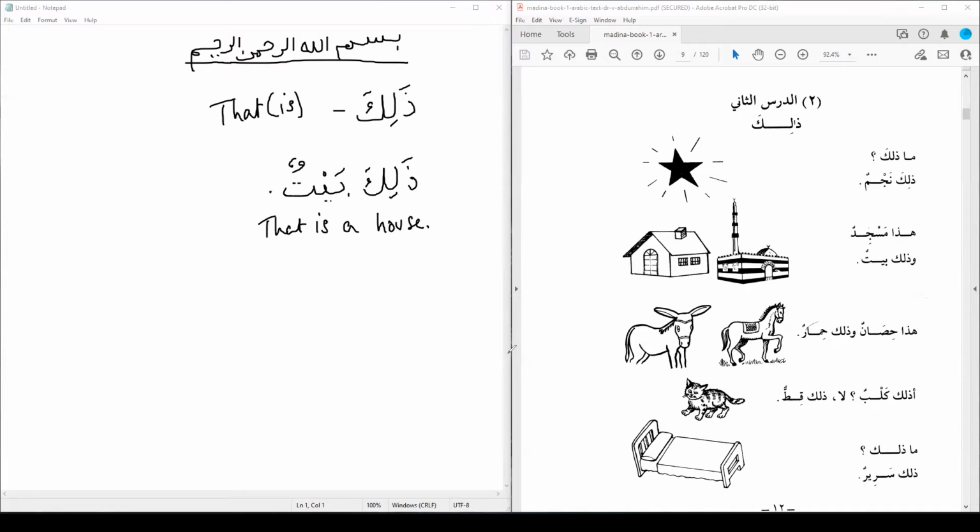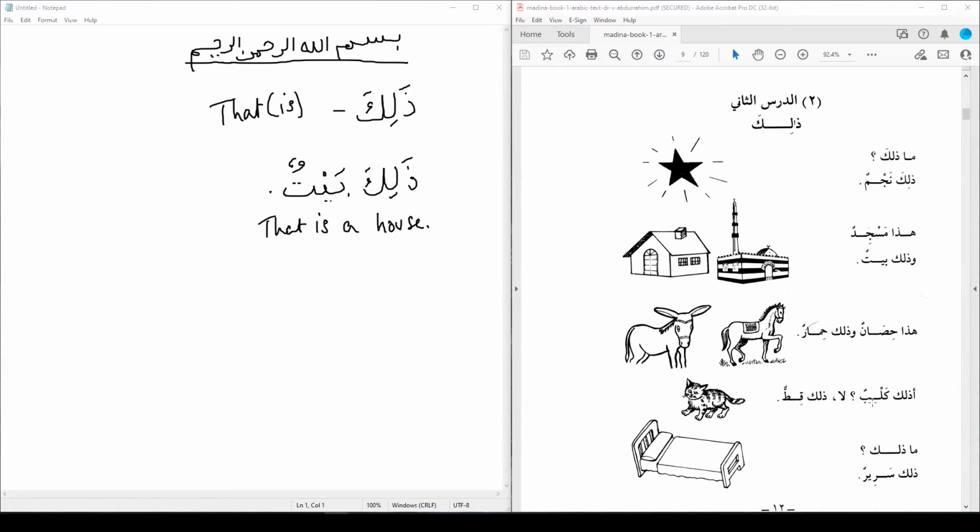Okay, so let's look at chapter number 2 then. الدرس الثاني ذَلِكَ. So let's read and translate. ما ذَلِكَ. Ma means what? So ما ذَلِكَ, what is that? ذَلِكَ نَجْمٌ, that is a star. هذا مسجد, this is a mosque. وَذَلِكَ بَيْتٌ, and that is a house. هذا حصان, this is a horse. وَذَلِكَ حِمَارٌ, and that is a donkey.